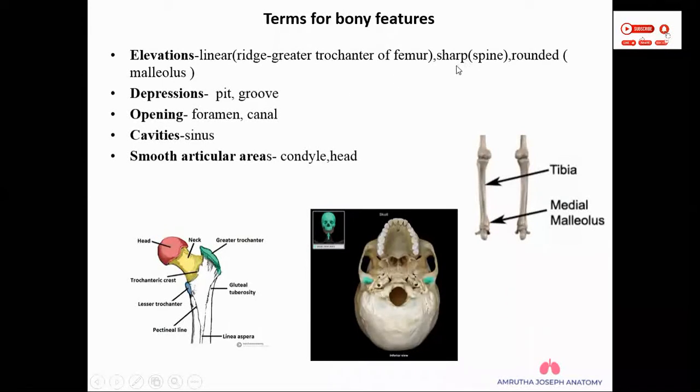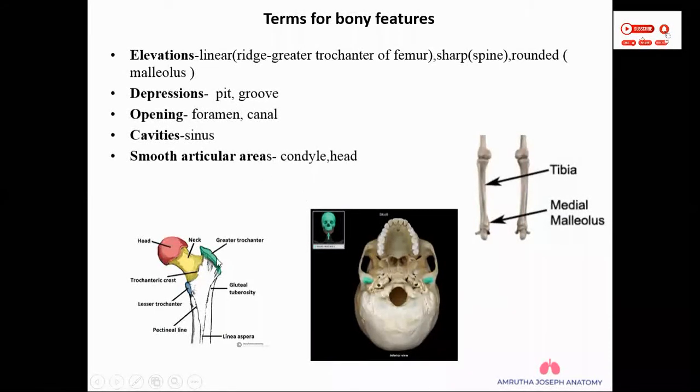If it is very sharp, it is called a spine. A spine is seen in skull bones, such as the spine of the sphenoid. I cannot show you here, but I will show you later. If there is a rounded structure, which you can see at the ankle joint, on the medial and lateral aspects, you can see a projection there. They are called malleolus. So we saw ridge, sharp structures, then round structures, malleolus.